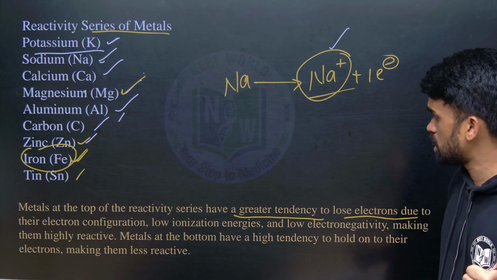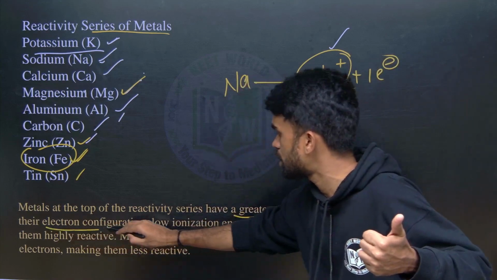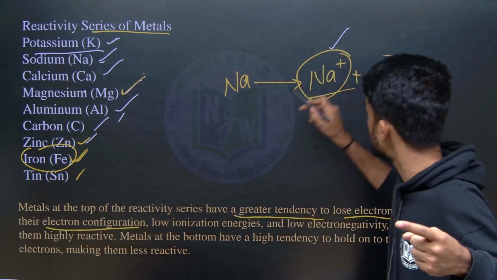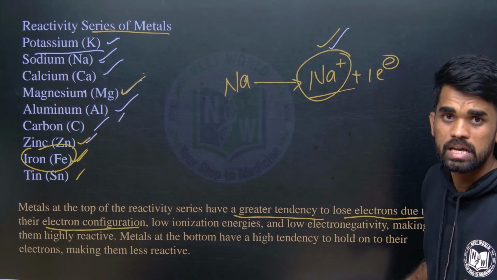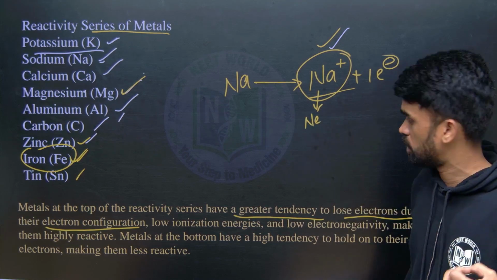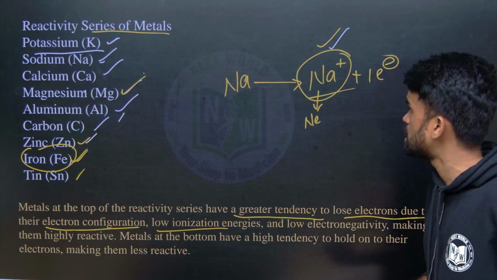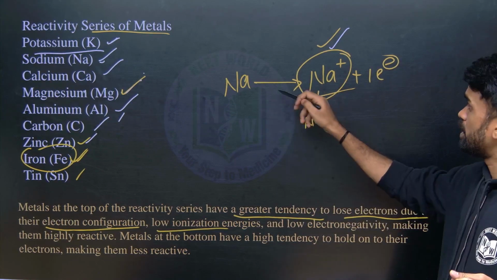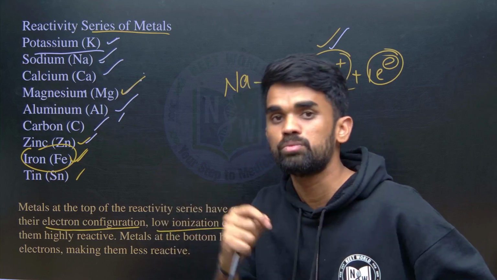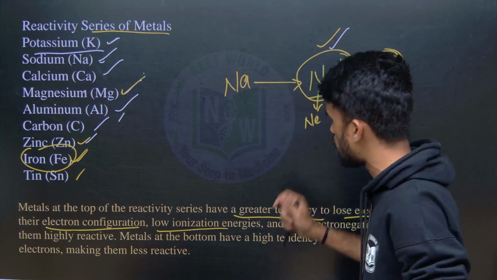So what are the conditions? We need to check for its electronic configuration. This is one reason. They lose electrons due to their electronic configuration. This electronic configuration is most stable. Why? Because it has a neon gas configuration. That's why. And the lower ionization energy. It means the ability to lose an electron is easy, therefore very little energy is required to remove the electron. That is what lower ionization energy means.